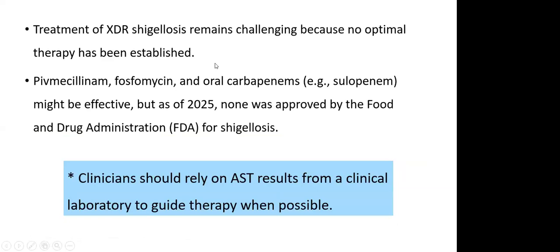The problem with XDR shigellosis is that no optimal therapy is established for these Shigella strains. So it is better for clinicians to rely on the AST results from a laboratory to guide therapy whenever possible. And as Sir mentioned, we start the treatment with mild supportive measures, and only depending upon the sensitivity do we need to start the antibiotics. So that's all my presentation. Thank you.